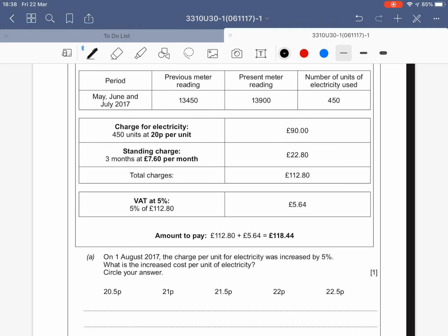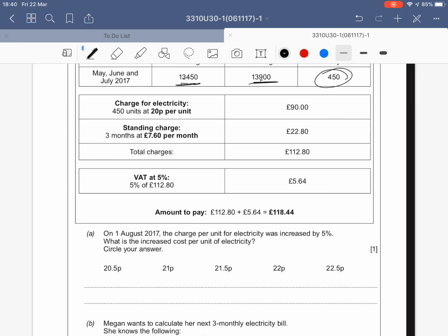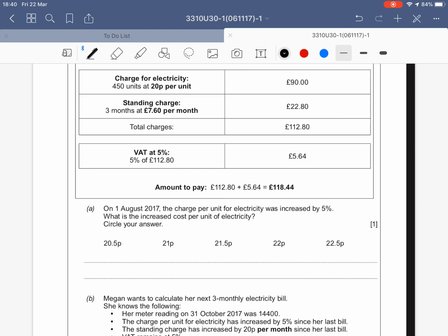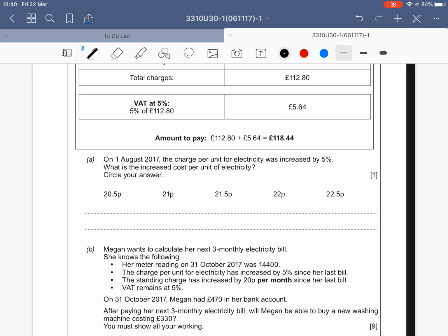Why do they include the address? So there's a previous meter reading, a current meter reading, and then they've worked that out. They've taken those two away to get this one. Charge for electricity: they've used the full 50 at 20p each to get the 90. Three months' standing charge. Again, like I said earlier, standing charge is a fixed rate, so they've had $7.60 at the end of every month, no matter how much electricity you use. Total charges, then they do VAT at 5%, and they get the total amount.